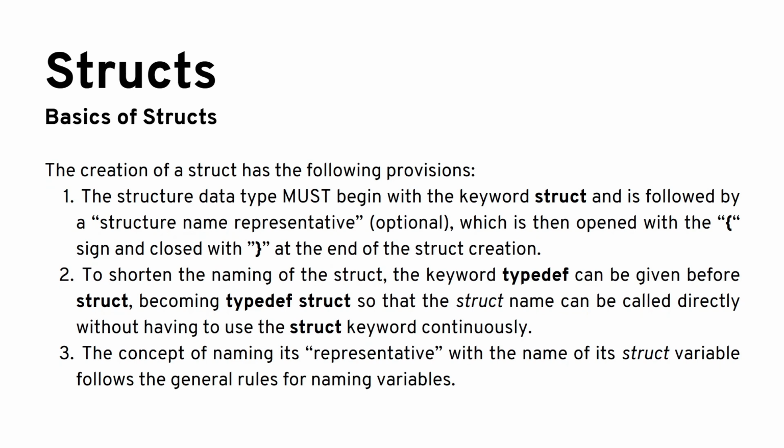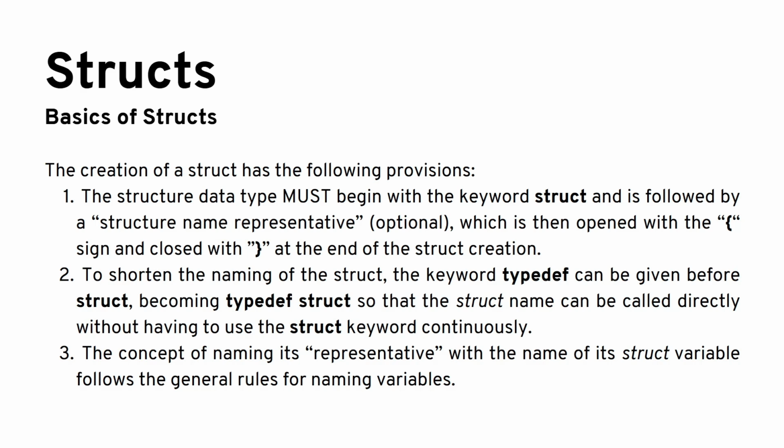The creation of a struct has the following provisions. There are three, with the most known way to make a struct. The first provision: the structure data type must begin with the keyword struct and is followed by a representative structure name, which is optional, then opened with an open curly brace and closed with a close curly brace at the end of the struct creation.